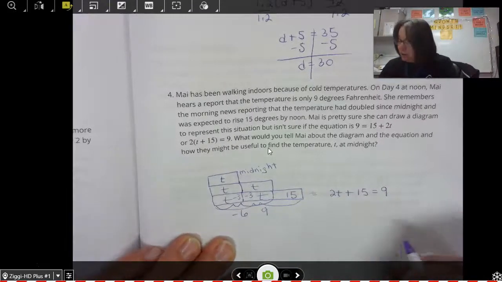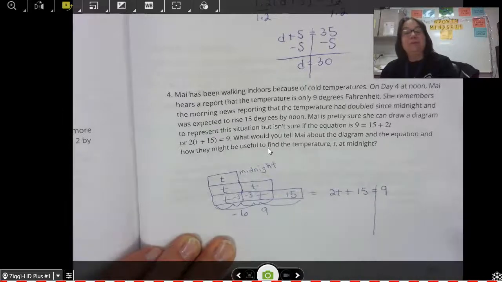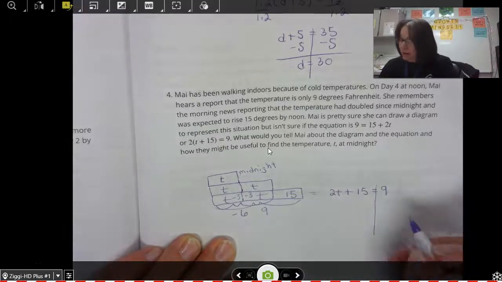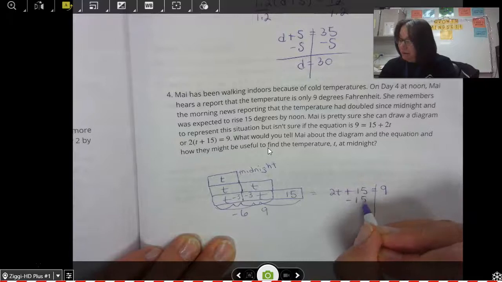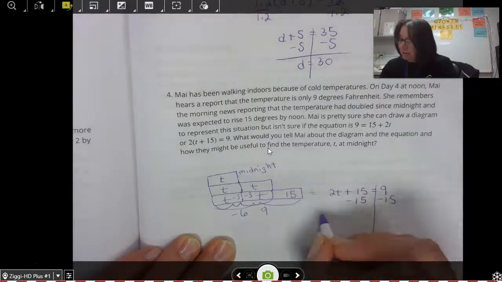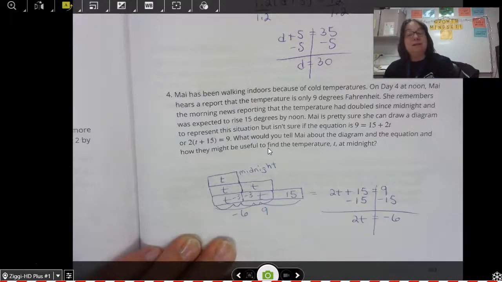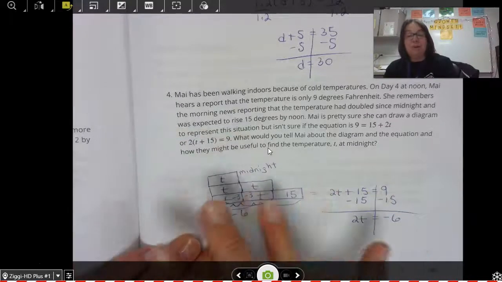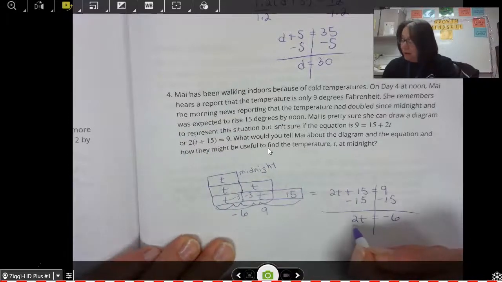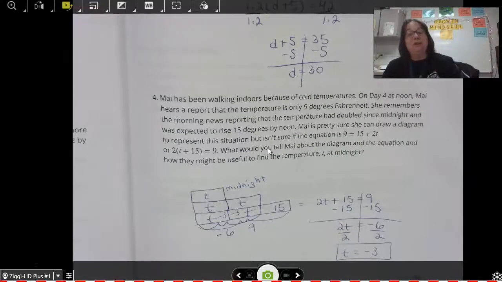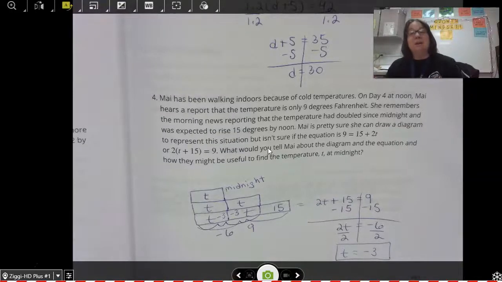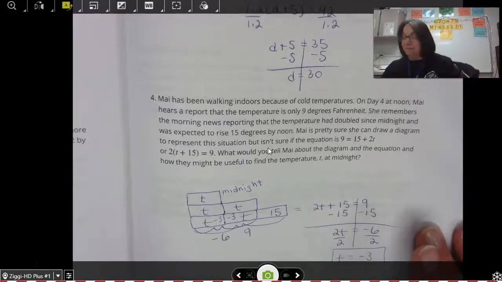Okay, but let's use our equation to solve the 2-step equation. You would take away 15, undoing the addition with subtraction, and you have 2 t's equal to negative 6, which is the same thing our diagram showed. And then you would divide by 2, undoing the multiplication, and you end up with t is negative 3, which is the same answer. So either way, you can use an equation, you can use a diagram. It's going to give you the same results.